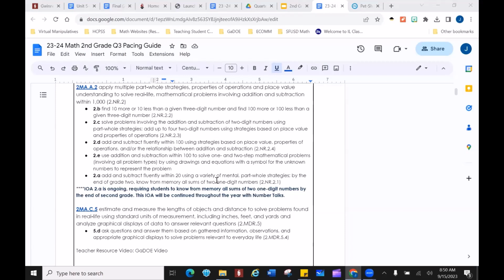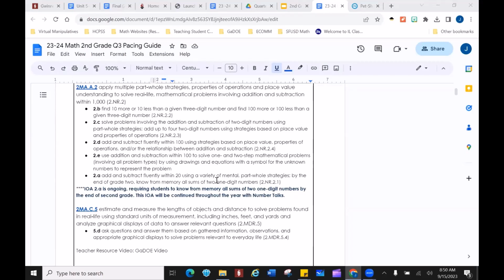These mathematical problems involve addition and subtraction within 1,000. And finally, it involves analyzing graphical displays of data to answer relevant questions. Using the information from the graph, students will solve simple one-step word problems related to addition and subtraction.